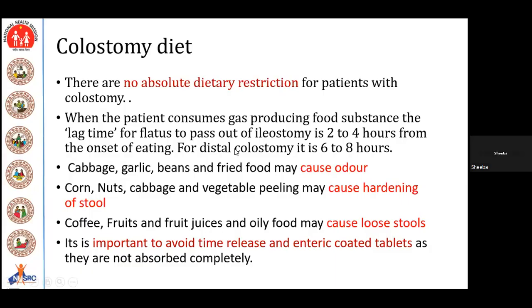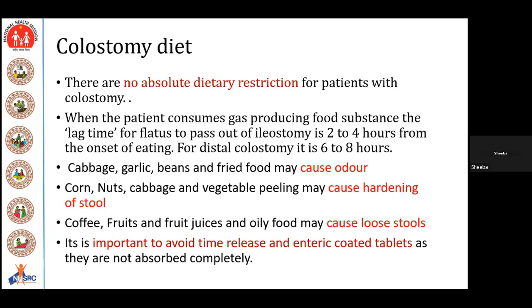The next is the colostomy diet. There is no absolute dietary restriction for these patients, because they can eat whatever they want. But sometimes, if they are using too much cabbage, garlic, beans, these food items may produce odor. If they are complaining of malodor, which is the major problem here, then you have to tell them to control these foods. They do not need to stop all those things.